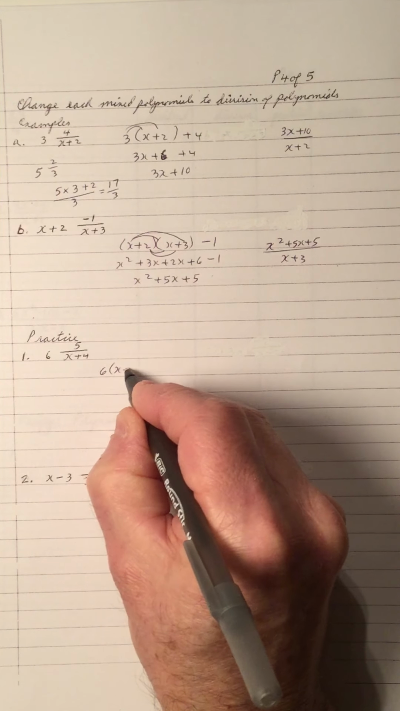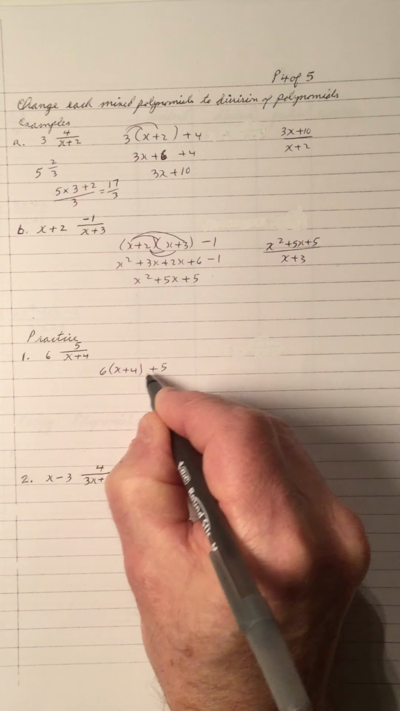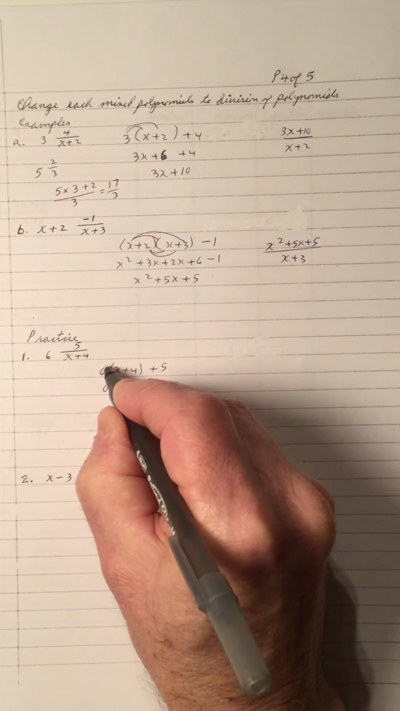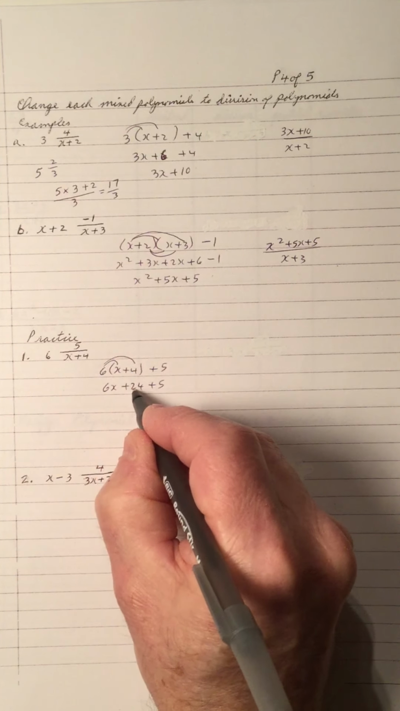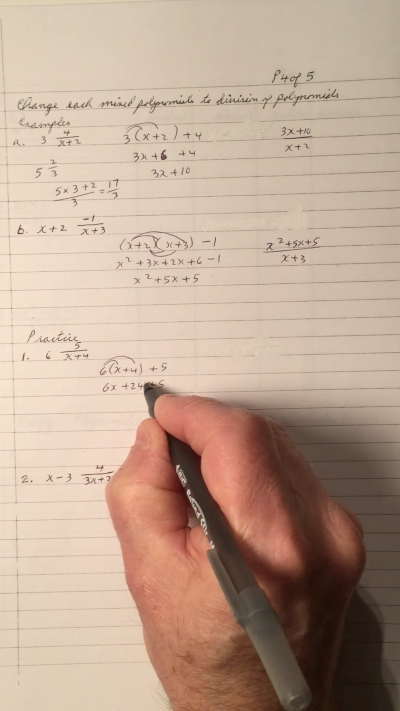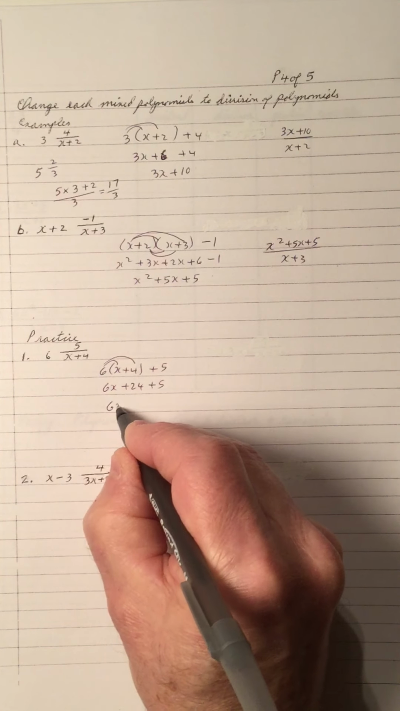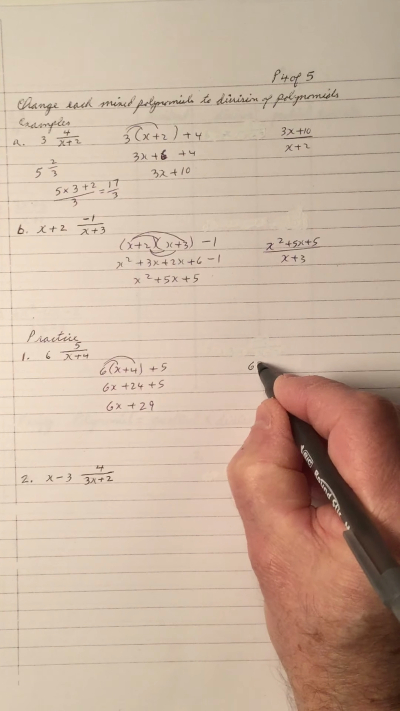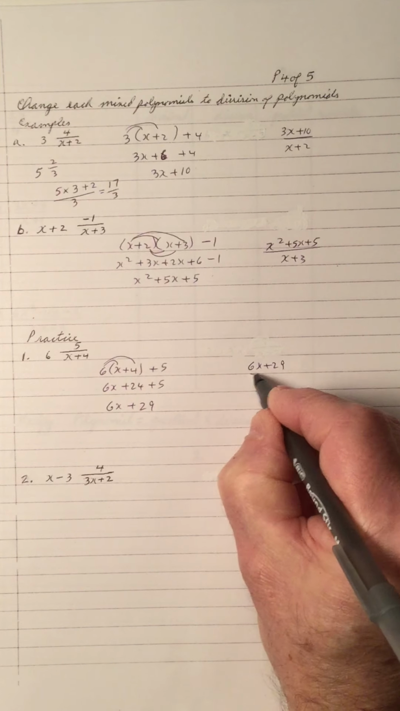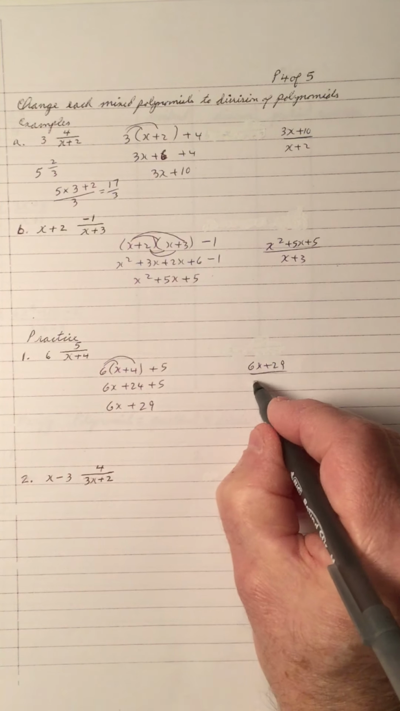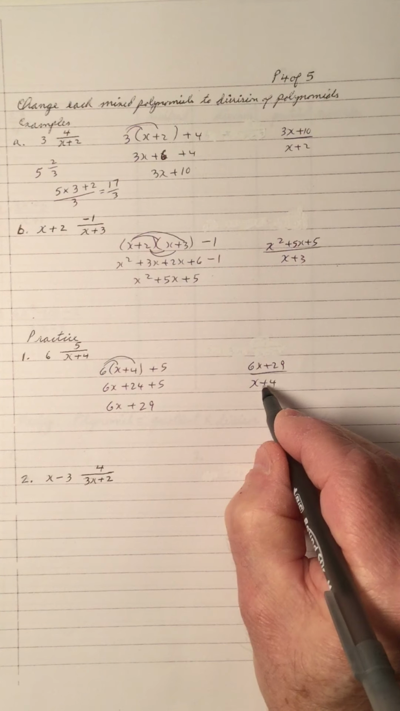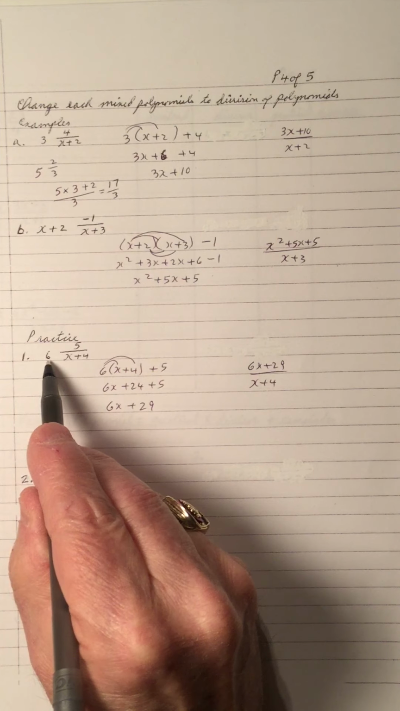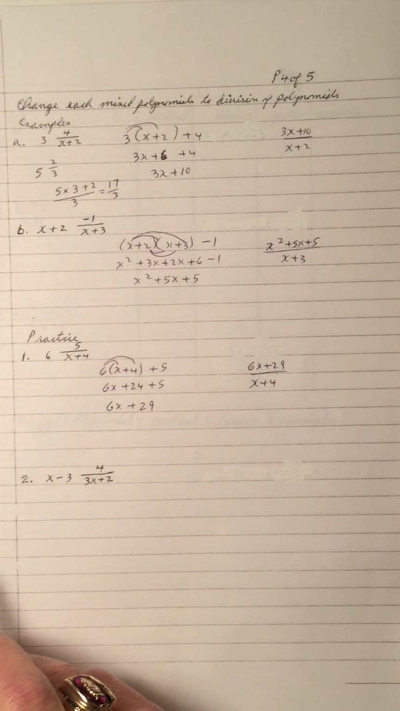6 times x plus 4, add on 5. Multiply: 6x plus 24 plus 5. So 6 times x, 6x. 6 times 4, 24. And we add like terms: 24 and 5 is 29. So that's my 6x plus 29, which is my polynomial being divided by x plus 4. So if you divided x plus 4 into 6x plus 29, you would get a 6 on the top with a remainder of 5.